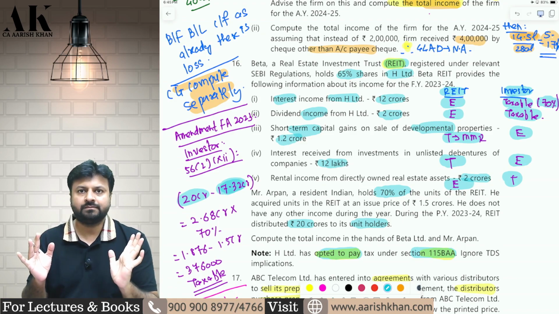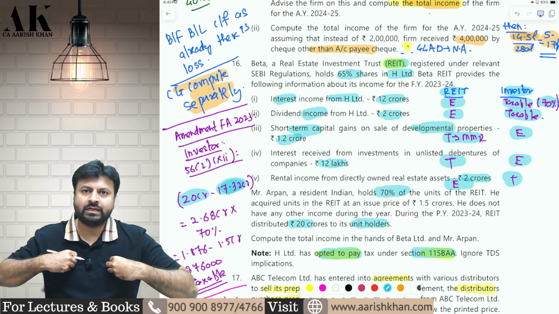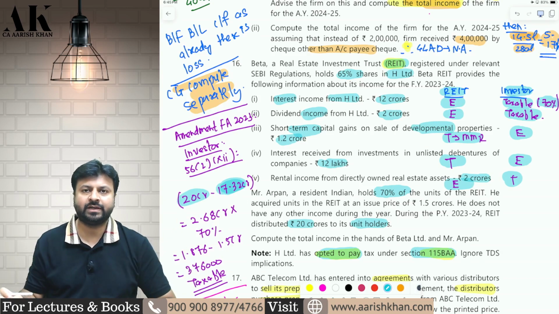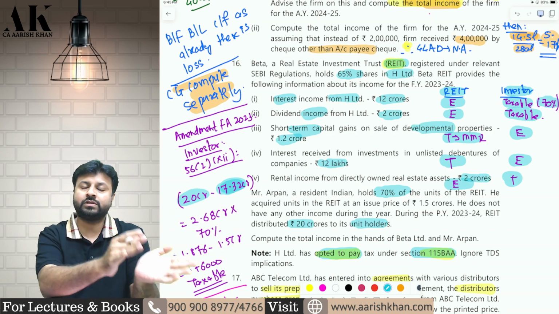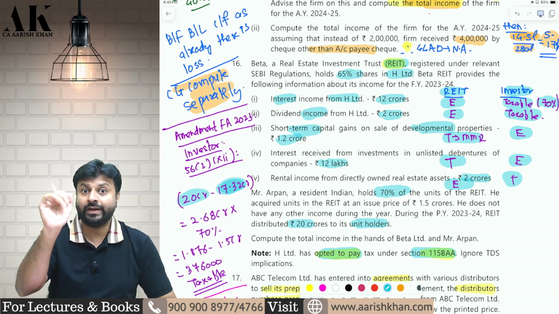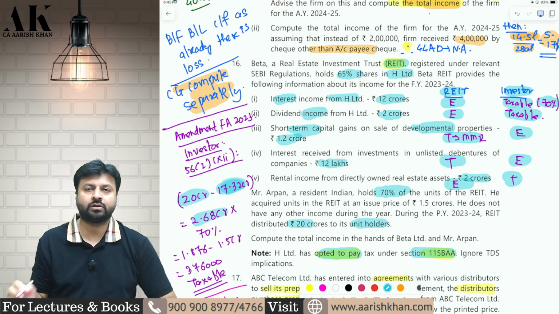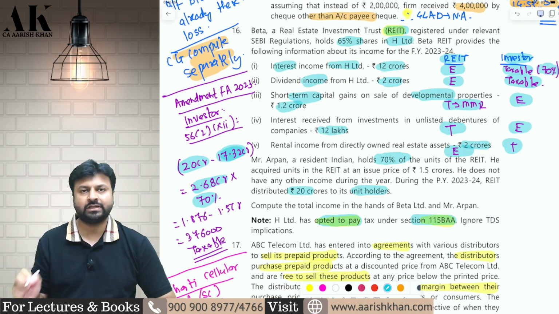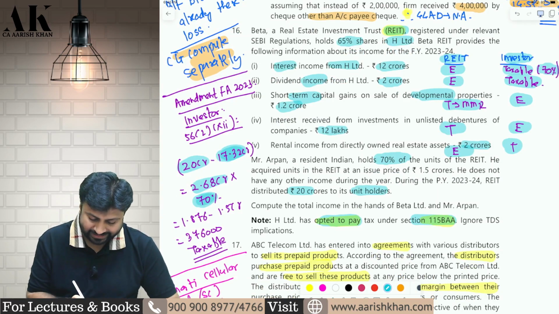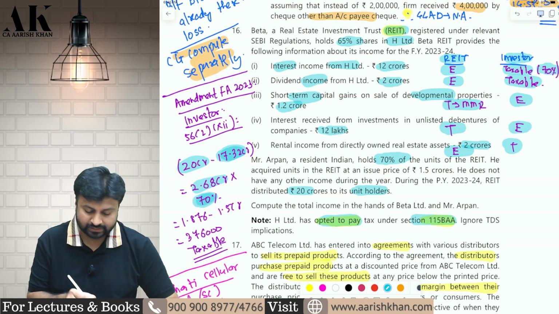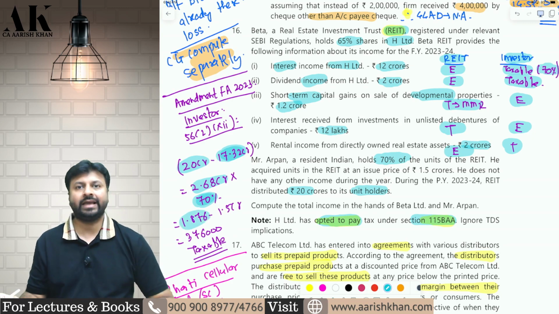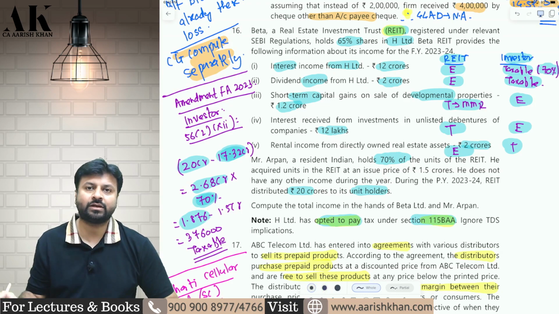So 17.32 crore is the total income of the REIT, on which some of the income REIT is paying tax, some of the income investor is paying tax. But the REIT is giving how much to the investor? REIT is giving 20 crore to the investor. Therefore, how much excess is given by the REIT to the investor? 2.68 crore. Out of which, how much is given to this investor? 70%. So the REIT is giving how much to this investor? 1.876 crores extra.